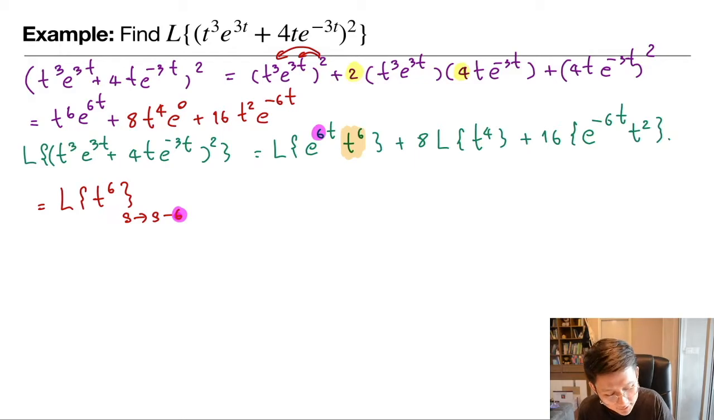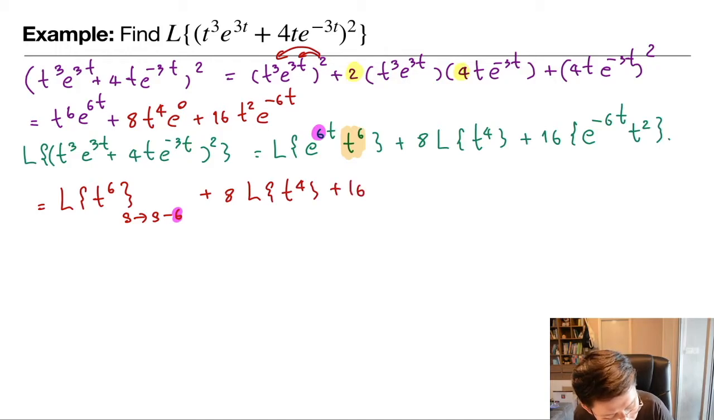And after that, we get 8 times the Laplace transform of t to the 4. And then we plus 16 times the Laplace transform of t squared, and then we change s to s plus 6.